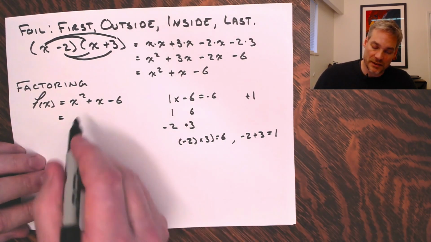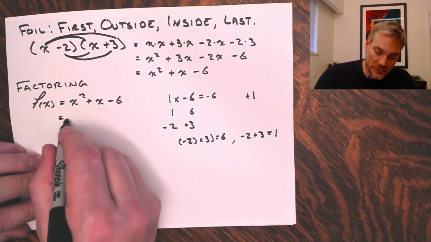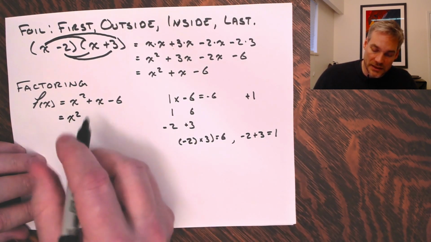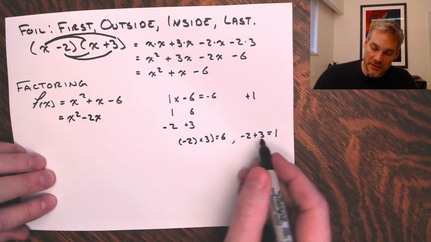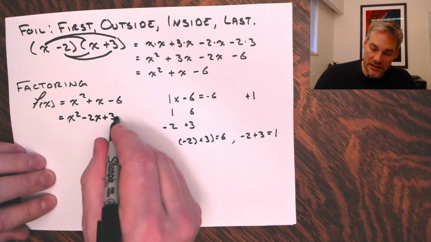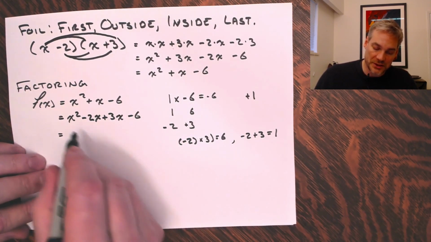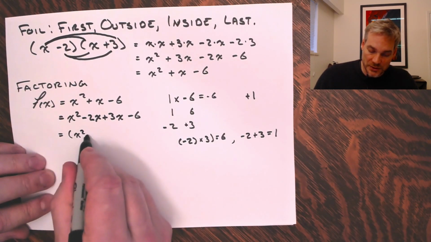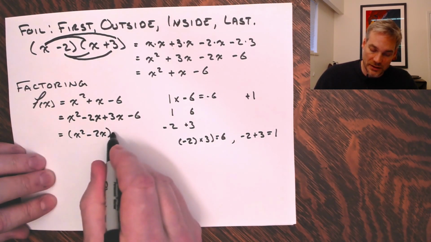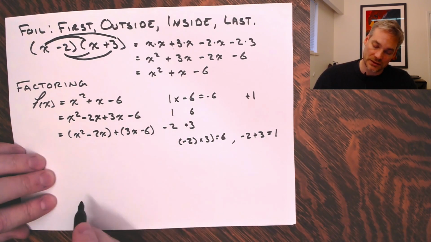We break the middle part up into a negative 2 and a 3. So we have our x squared, and then we'll keep our negative 2x, and then we have a plus 3x minus 6. Now what we do is we group the front and the back two, so we have x squared minus 2x plus 3x minus 6.